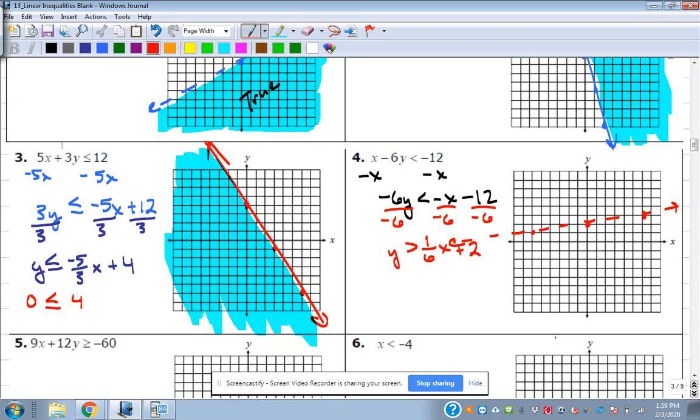And then, can I use 0, 0 as my test point on this? Yeah, is 0 greater than 2? Greater than 2. That's false. So I'm going to shade above that line.